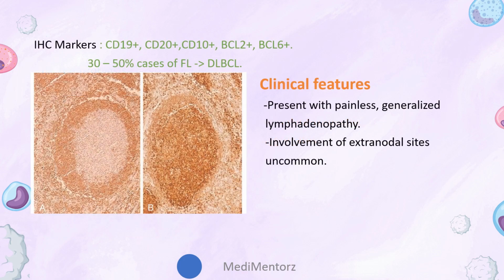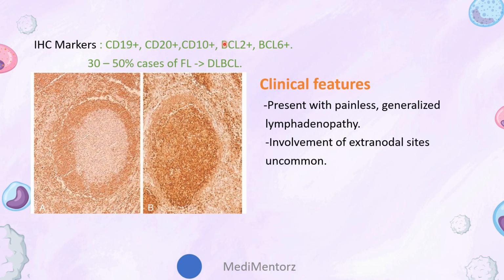Okay, and the most important thing you should remember is the IHC markers. There are several IHC markers: CD19 positive, CD20 positive, CD10 positive, BCL2 positive, BCL6 positive. How I remembered is, as we all know, CBME started from the 19 batch. So how I remembered is 19, 20 positive and CD10 positive, because I relate everything with cricket.